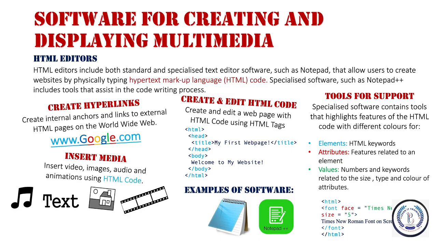So values are numbers and keywords related to the size, type, and color of attributes. It could be a word such as Times New Roman, which gives the font face the value of Times New Roman and displays that on screen, or the number 5, which gives the font size the size of font 5 on screen. Finally, with these HTML editors, I don't just have to use HTML.